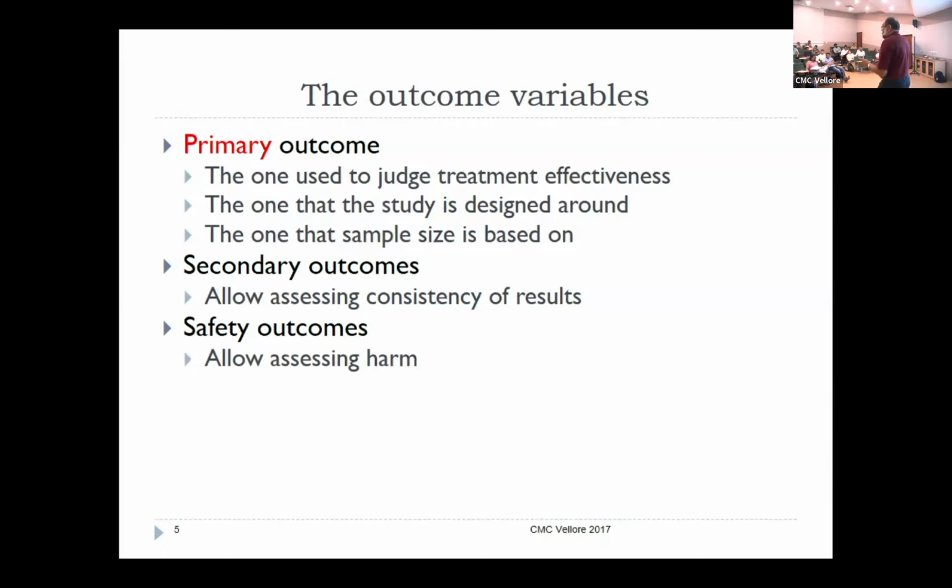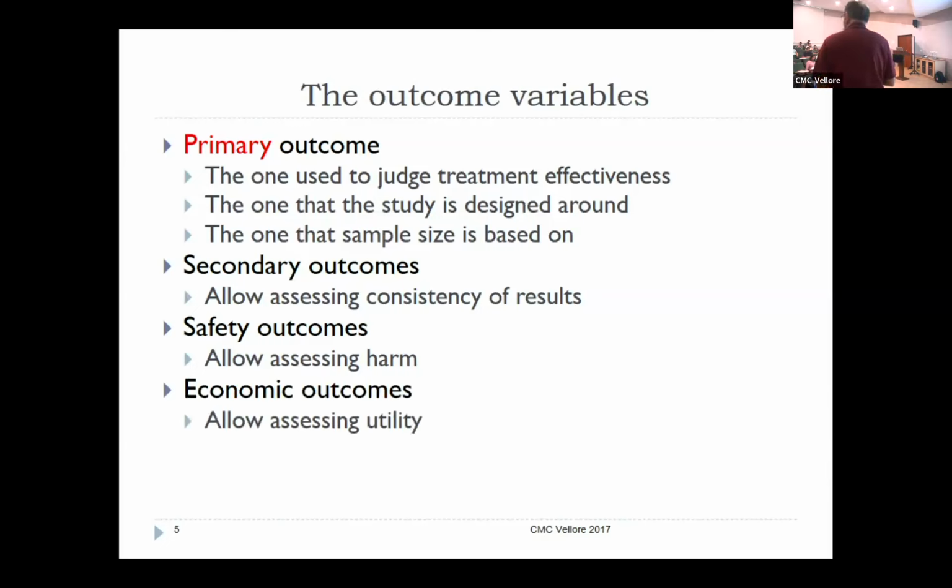Then you have safety outcomes. Now you look at harm. Are you causing bleeding? Are you causing something bad? Not, as Dr. Mahesh said, those little simple things like nausea and vomiting or whatever. Serious problems, bleeding in the brain, or renal failure, or liver damage, or whatever. Those are the bad things. And you also need to assess harm. So the safety outcomes are there to assess harm.